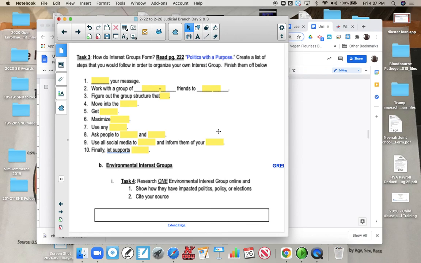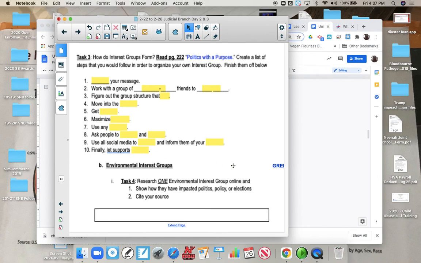All right, task number 3 now is going to ask you to read page 222. I also have that linked here. Politics with a Purpose, and create a list of steps that you would follow in order to create your own interest group. You'll fill in these blanks right there. Okay, pause and do that now.